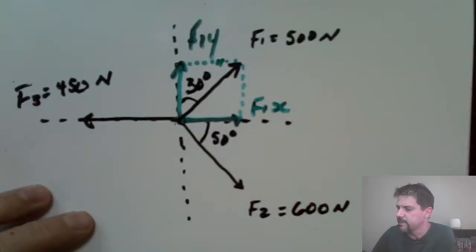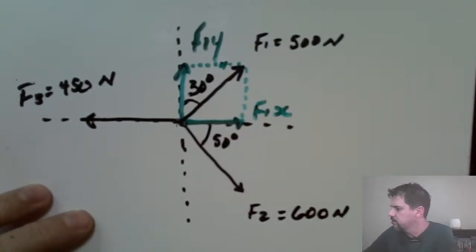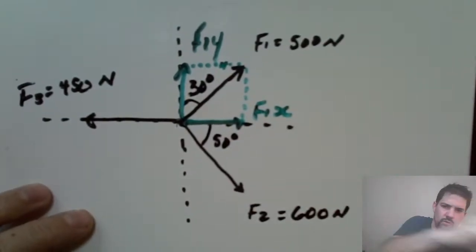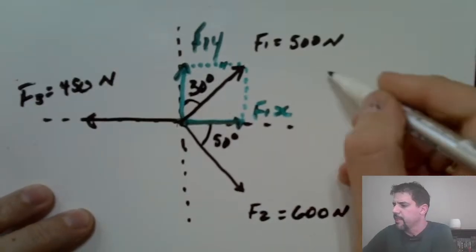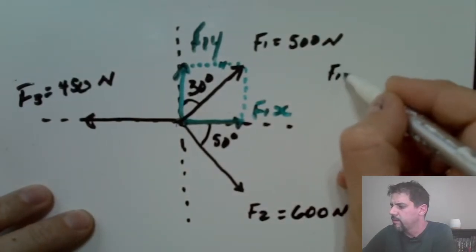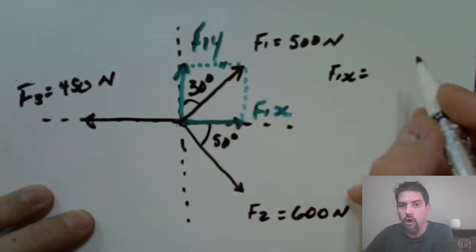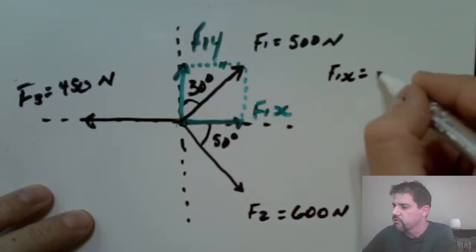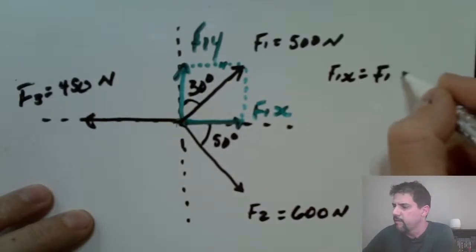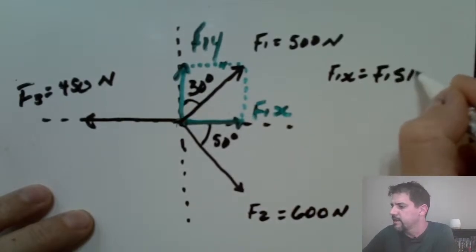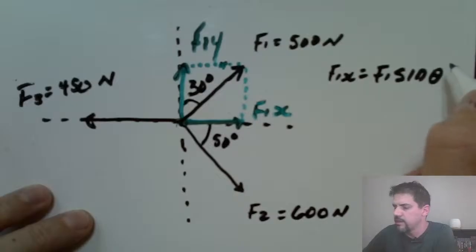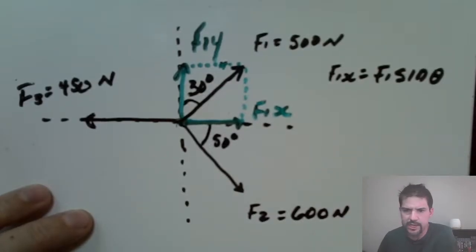Let's write it. Let me get another pen. Here, F1 in x is the opposite side in this question. So it's going to be F1 multiplied by sine of theta, which in this case is 30 degrees. I hope that is clear.